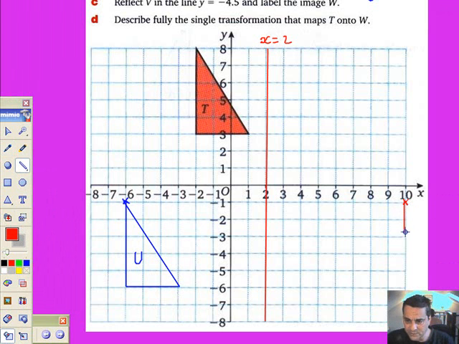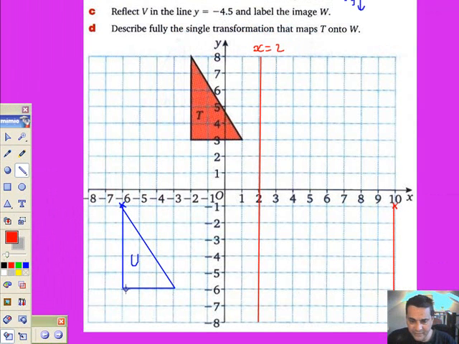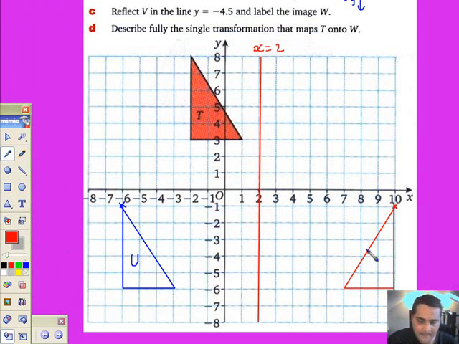So 5 units, 1, 2, 3, 4, 5, and then if this is going 3 units into the line, this will also go 3 units into the line, and then we just join the ends in the normal way, and that is the image of U after it's been reflected in the line x equals 2, and that's called new triangle V. And let's just label it then. So that's triangle V.